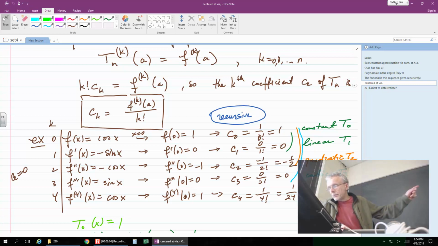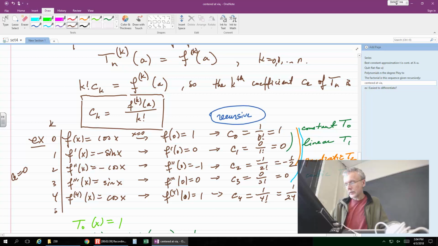Can you see the pattern of differentiation of trig functions, starting with cosine? What's the pattern? In the first column, what do you see? Well, you can guess what the fifth line is. What's the fifth line?